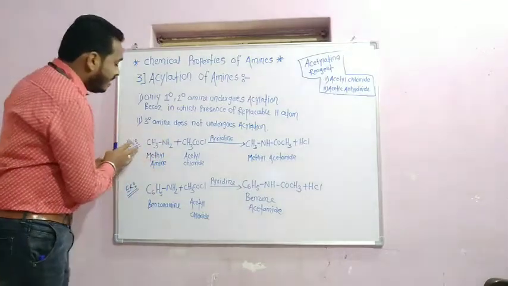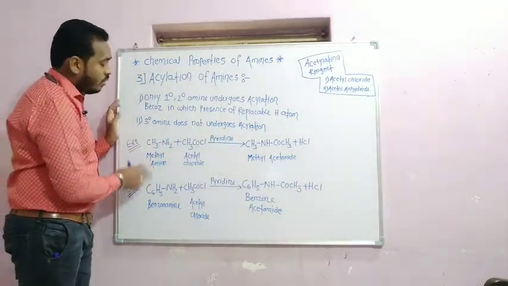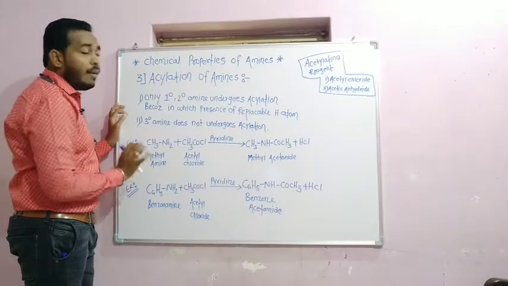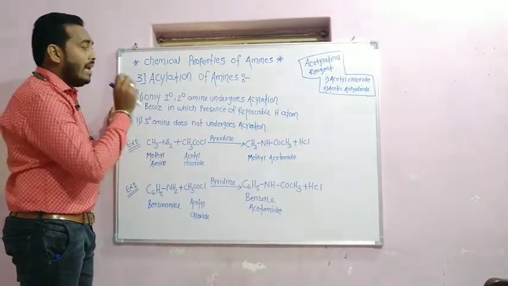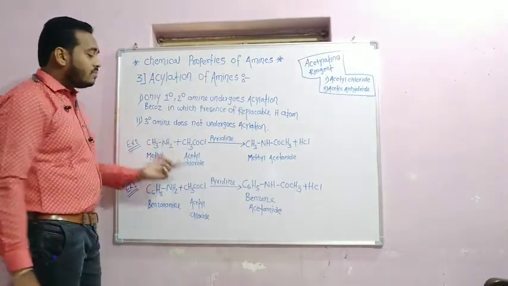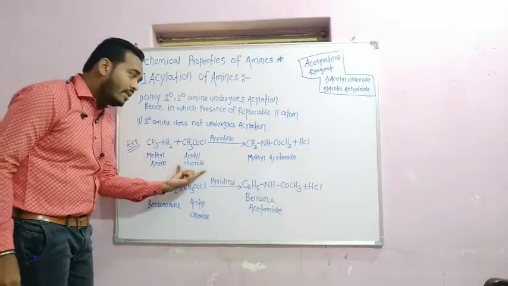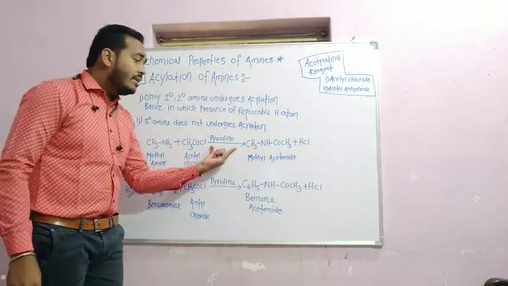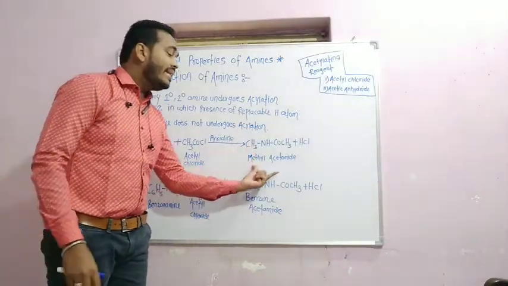The example of this reaction is as follows: methylamine undergoes acylation, that is, it reacts with acetyl chloride in the presence of pyridine. Then there is the formation of methyl acetamide.